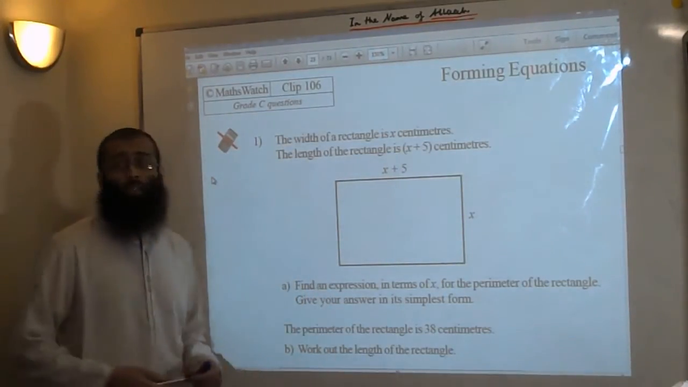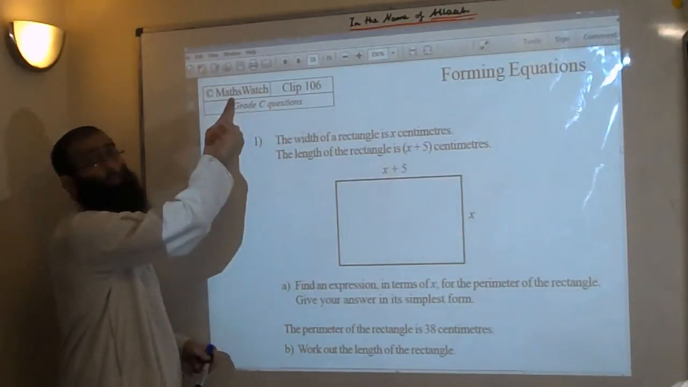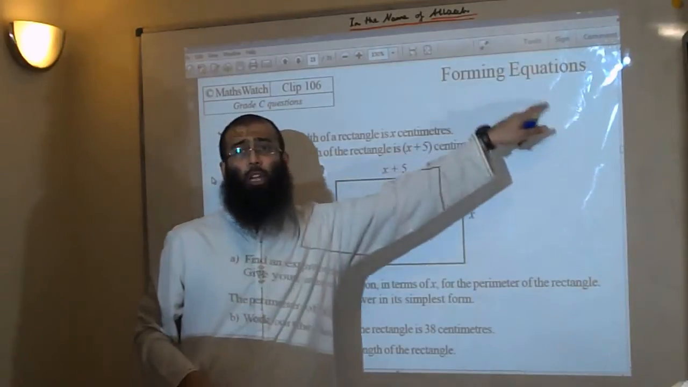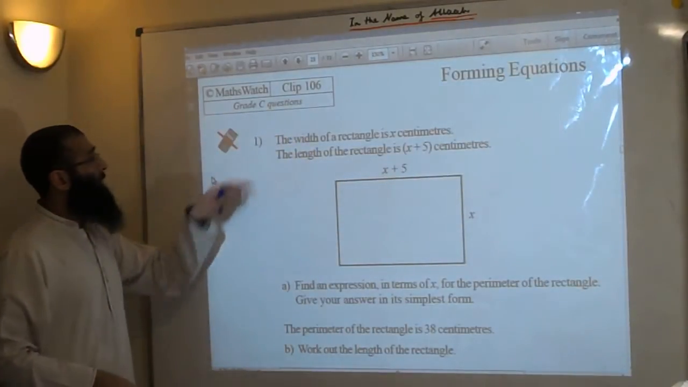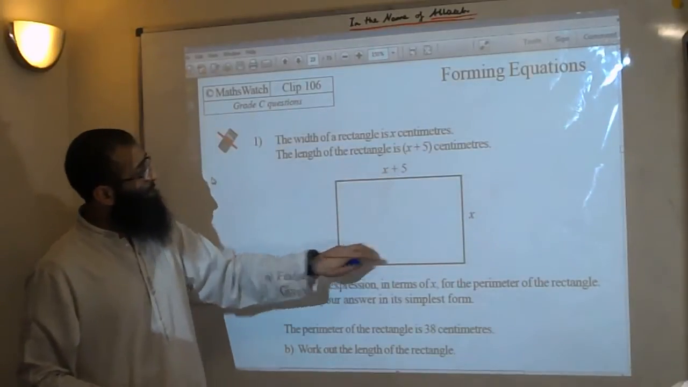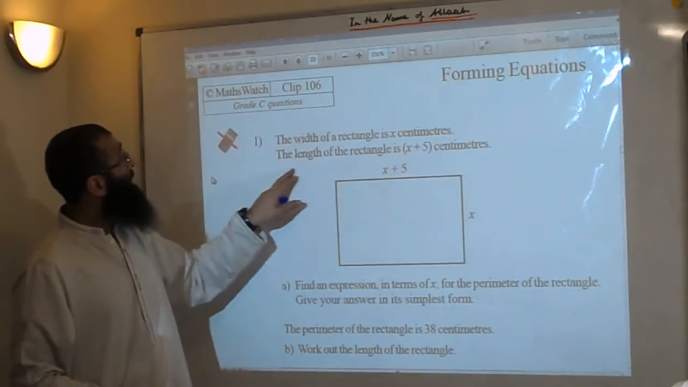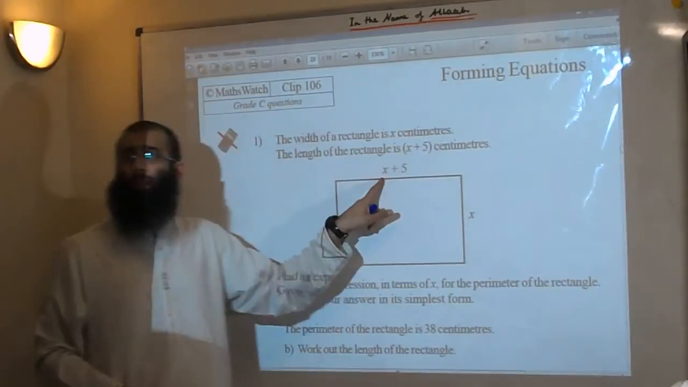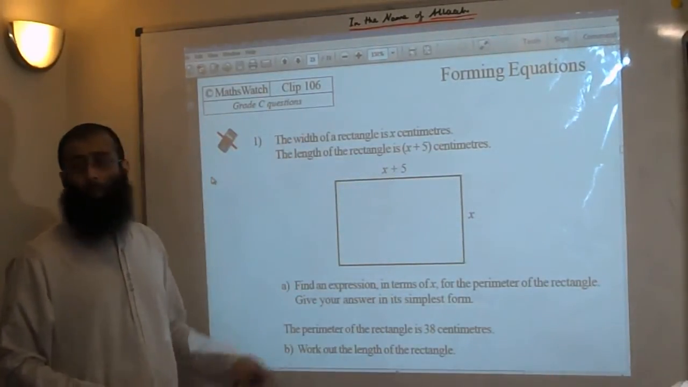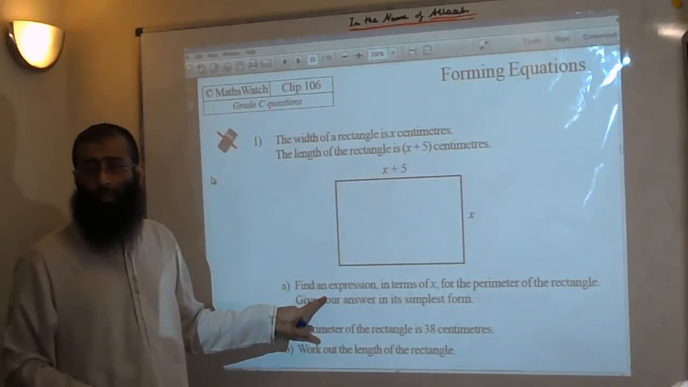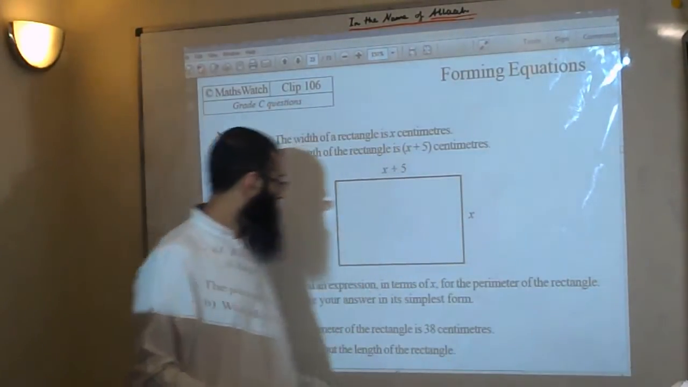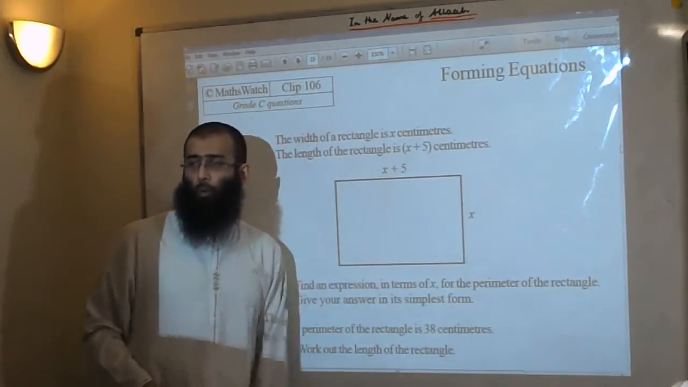In this video today, we're going to be looking at MathWatch CD work, clip 106, grade C questions, forming equations. Question number 1, non-calculator. The width of a rectangle is x centimeters. Here's the width. The length of the rectangle is x plus 5 centimeters. Find an expression. Remember, an expression has no equal sign in it, an equation does. In terms of x for the perimeter of the rectangle, give your answer in its simplest form.